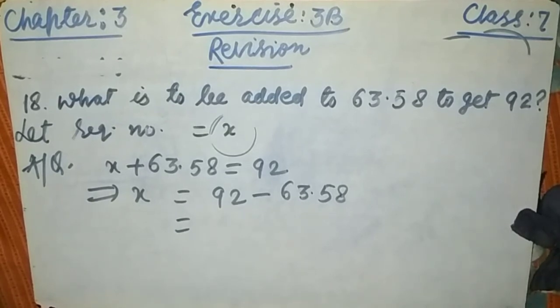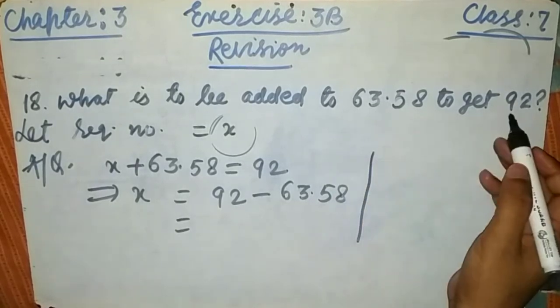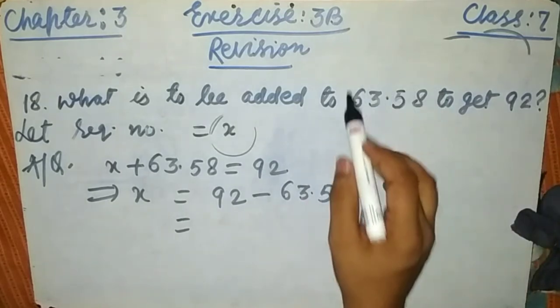Now friends, solve. This is very simple and we'll get the answer. And you know friends how to subtract, very easy. Or either, friends, we can directly solve this sum. What should be added to this so that we get 92?